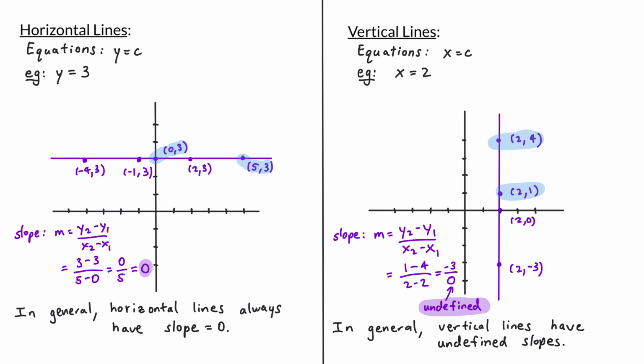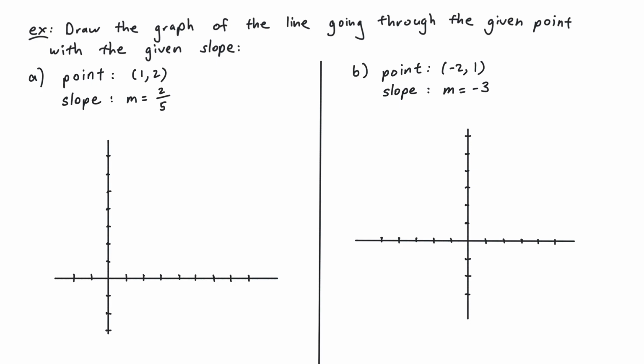Next, we're going to get some practice using the slope to help us draw the graphs of lines. In this example, we're going to draw graphs of lines that go through a given point with the given slope. So in our first example, we have the point (1, 2), and the slope m equals 2/5. If you want to draw the graph of a line, you'll need at least 2 points. Once you have those 2 points, you can just connect the 2 points with a straight line. What we'll do is we'll start by plotting the given point. So here, we put down the point (1, 2).